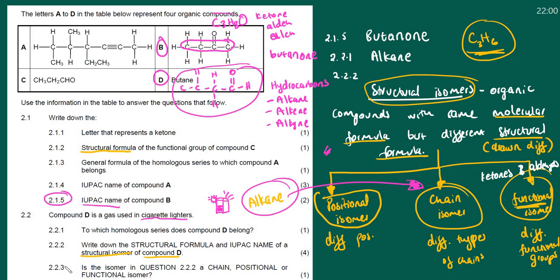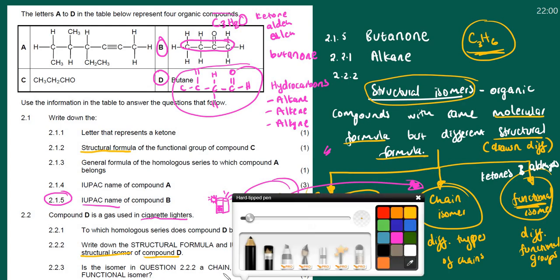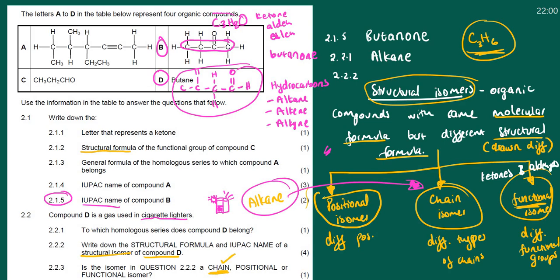And then 2.2.3, is the isomer in question 2.2.2 a chain, positional, or functional? You see this thing of me talking too much. I already gave you the answer. So indeed, it is a chain isomer. So like I said, structural isomer is an umbrella term. Then when you say positional, functional, or chain, you are specifying what type of isomer it is. How are the structures different? All right.